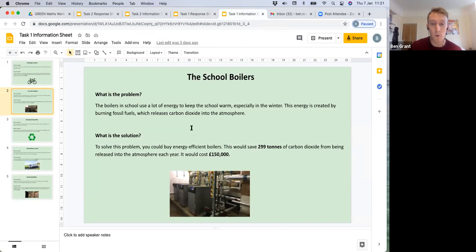So for example, you've not got very energy efficient boilers in your school. Replacing these boilers with energy efficient boilers would save 299 tons of carbon dioxide from being emitted into the atmosphere each year, and it would cost £150,000 to do this. Okay, so you've got five problems and five potential solutions. Now your goal is to spend as much money as possible to reduce your school's carbon emissions by as much as possible. Currently they're at 1,000 tons per year.